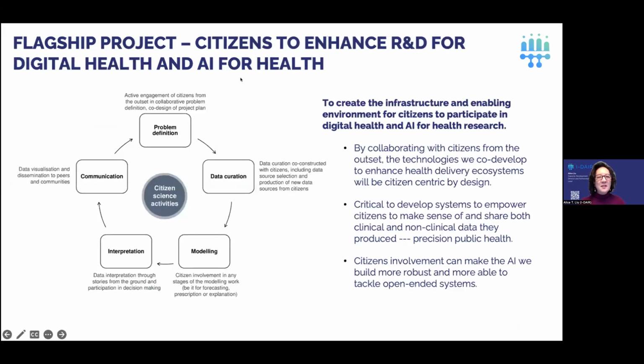We're also working on a citizen science project, looking at how to engage citizens in research. We actually have a multi-country study or needs assessment on this right now to gauge their interest and whether there are access or other enabling environment issues to be able to engage citizens in research.